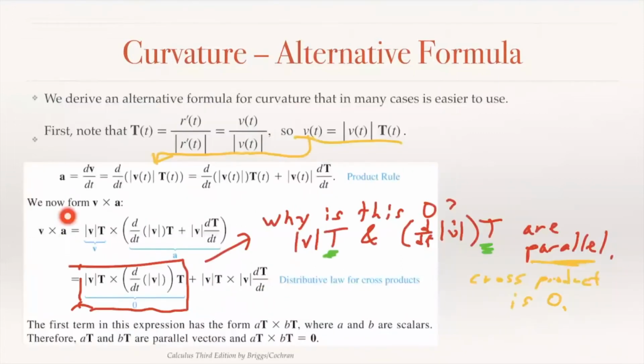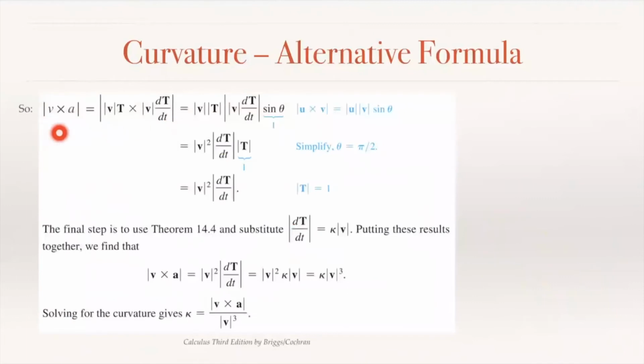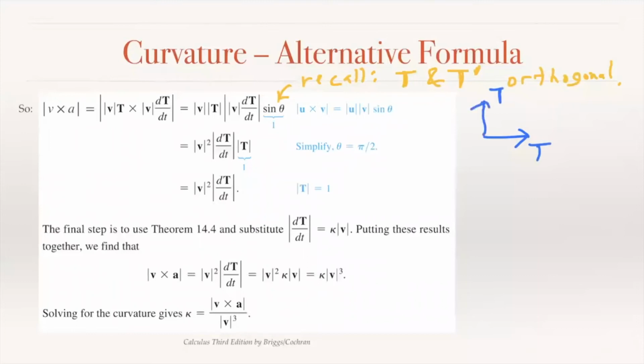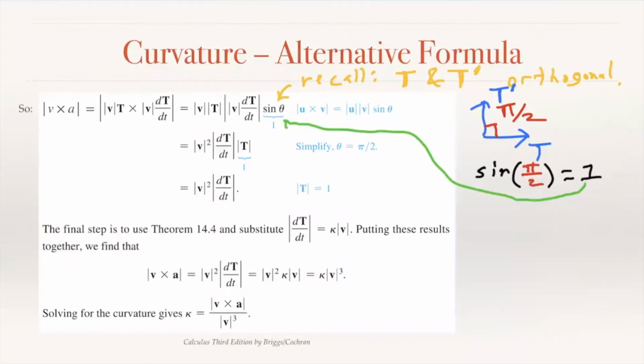Now, in this, we take the magnitude of both sides, and now the magnitude of v cross a is the magnitude of that guy. That's where we begin here. And now we apply the geometric definition of the cross product. Recall that the magnitude of u cross v is magnitude u, magnitude v, sine theta. And this is where we use what we just proved. Recall that we just showed that T and T prime are orthogonal. So the picture looks like this. There is T, T prime is orthogonal, and thus we have an angle like pi over 2, and the sine of pi over 2 is 1. So that's why that guy is 1.